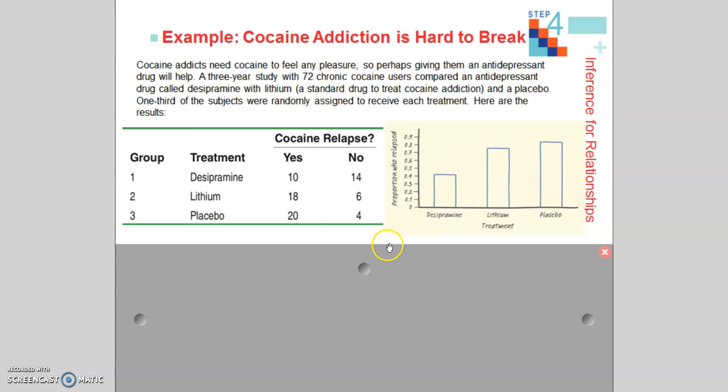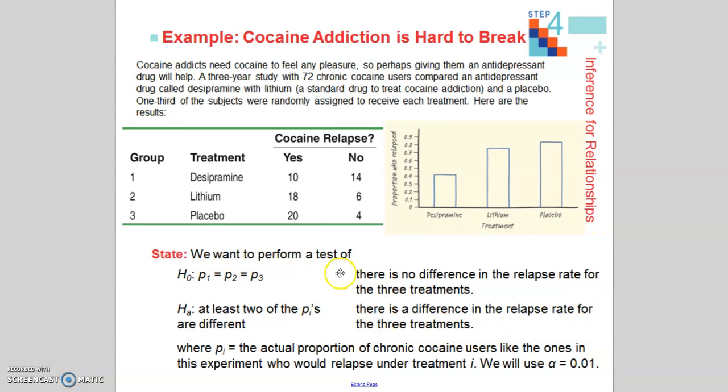All right, let's take a look at what you did. First, the state. You could write it in either one of these 2 ways. The null hypothesis is that p1 equals p2 equals p3. An alternative would be that at least one of the pi are different. And then you define pi as the actual proportion of chronic cocaine users, like the ones in this experiment, who would relapse under treatment i. And because this is a test for the effectiveness of a drug, we use alpha as 0.01.